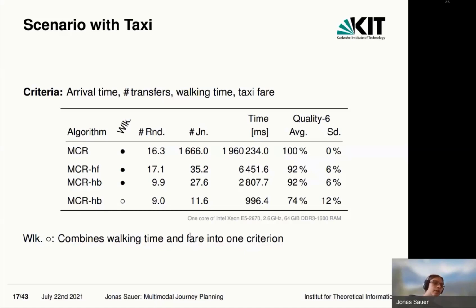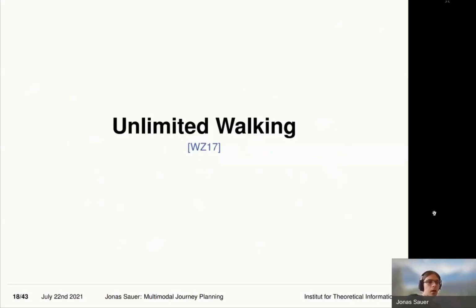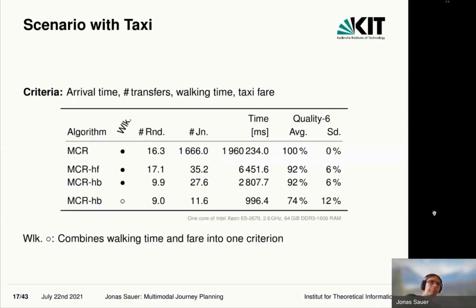And now we have a 4th configuration which combines walking time and fare into one criterion. So we define ourselves some kind of a trade-off between walking and taxi fare, how much walking equals how much taxi fare, and get rid of one of the criteria that way. That makes the algorithm even faster. We end up at 1 second, and the quality at 74% isn't fantastic, but still somewhat usable. All right, so much for multimodal multi-criteria Raptor.